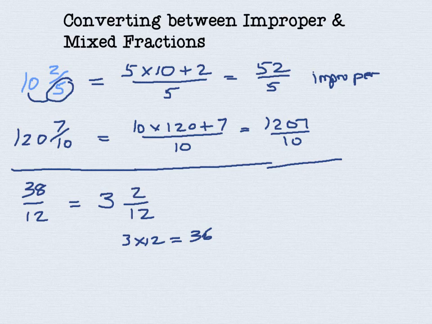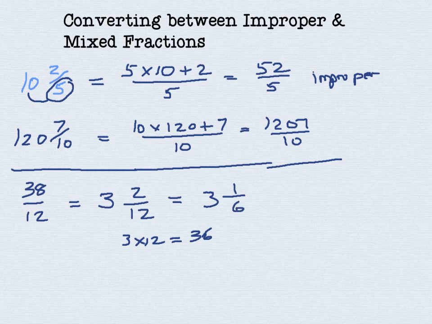Well, 3 and 2/12 is a mixed number, but it's not fully reduced because in the fraction they're both even, which means that you can at least bring them down by a factor of 2. So, of course, 2/12 is the same thing as 1/6 because it reduces to 1/6.